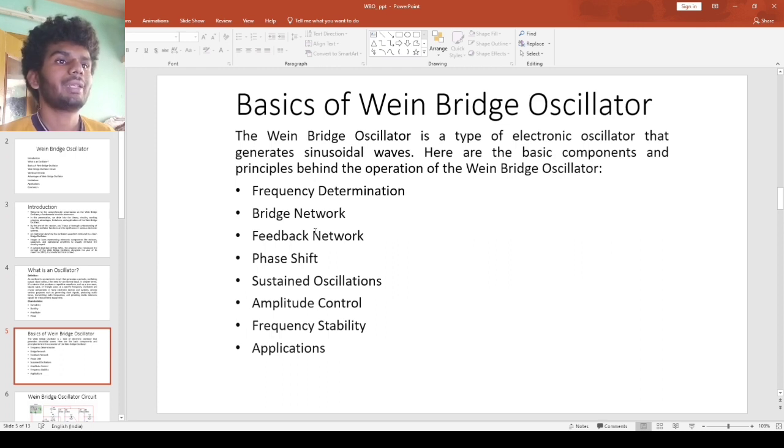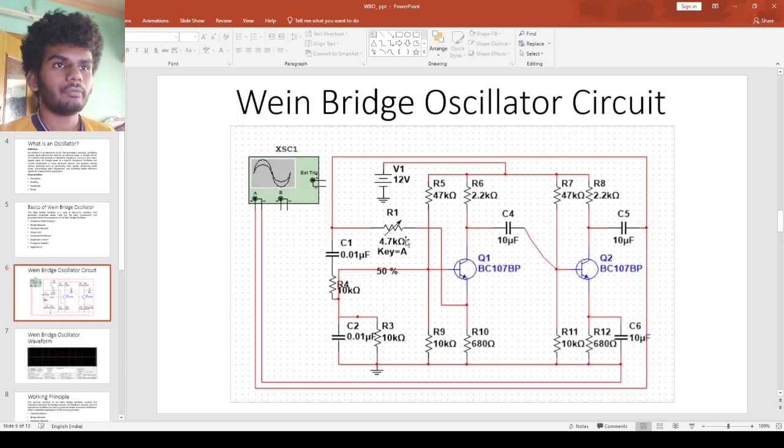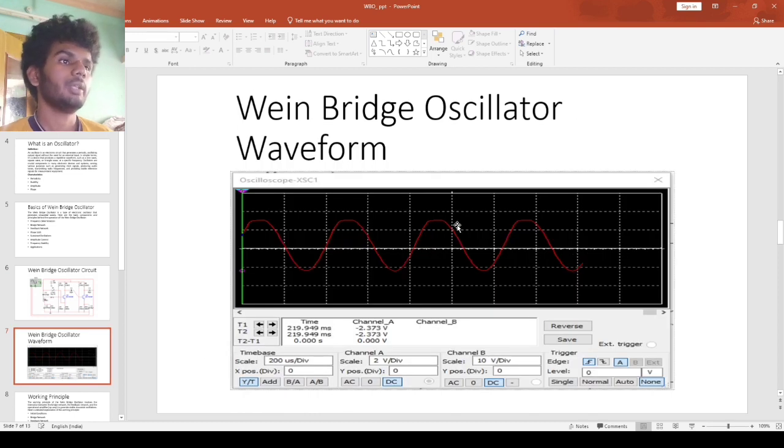So let us move on to the next slide, which is the circuit diagram of the Wien bridge oscillator. This is the oscilloscope in which we are going to check the waveform, and this is the ground, and this is the 12-volt supply, and these are all the components we have listed. And this is the transistor, which is a BC107 BP. We have two transistors connected together, and we have all the setup done, and this is the output waveform of the Wien bridge oscillator.